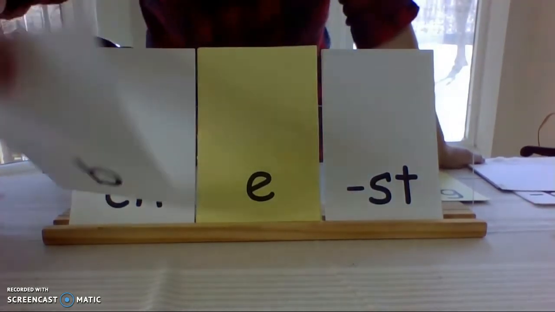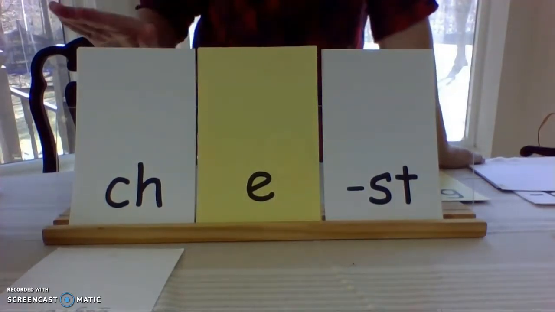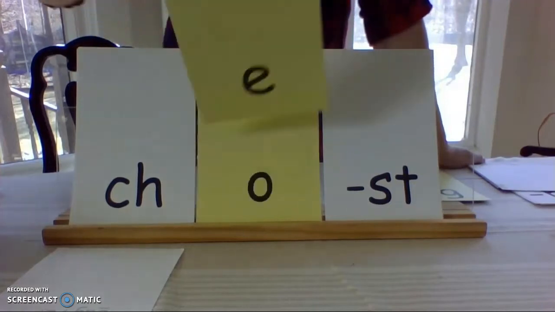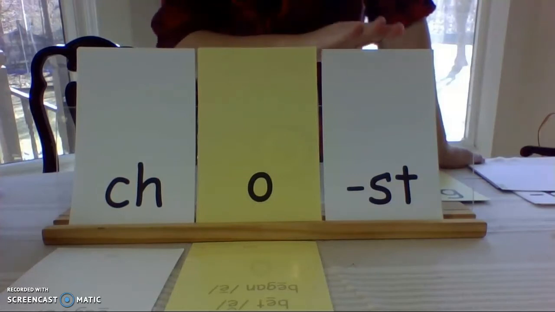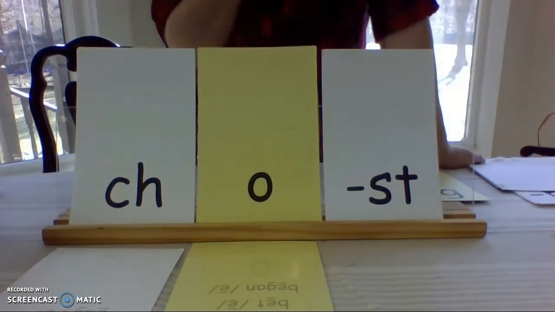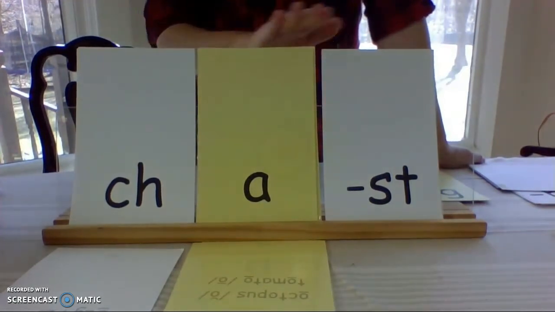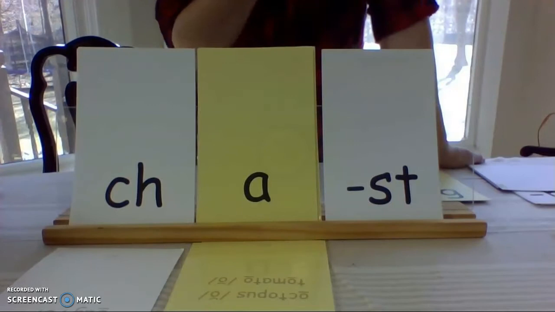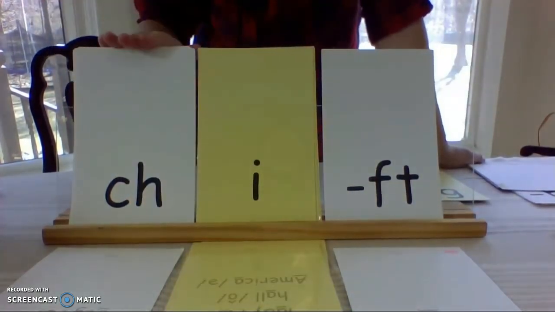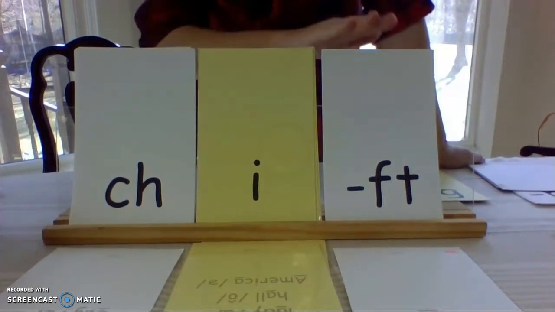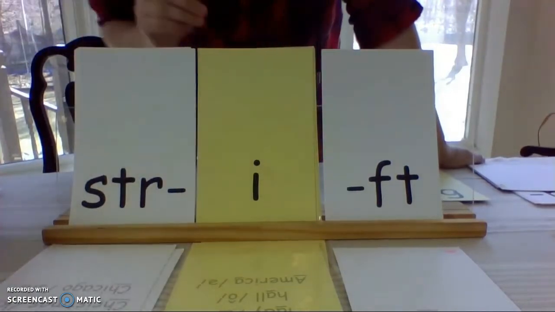Here we go. Let's try the next one. Ch, eh, st, chest. Very good. Ch, ah, st, chast. Ch, ast, chast. Ch, ift, chift. Nice work. We're making some funny words, aren't we?